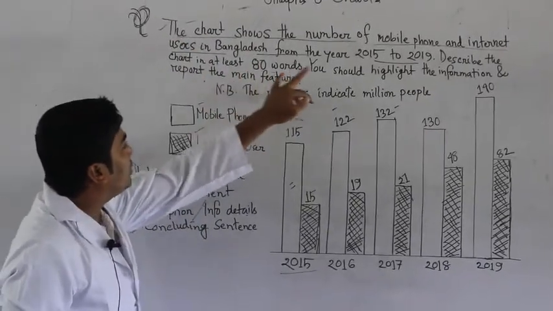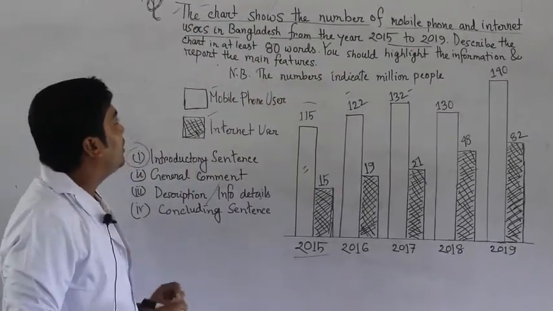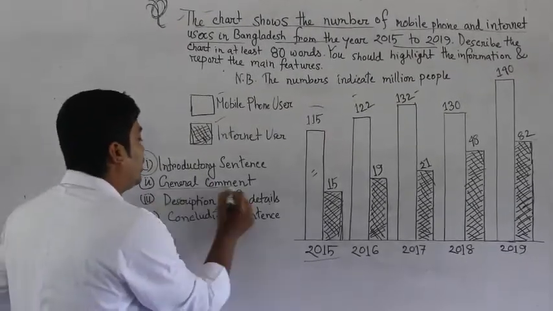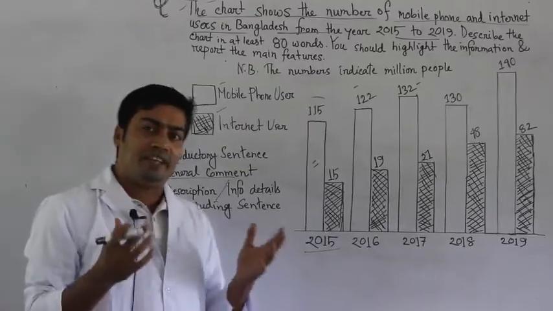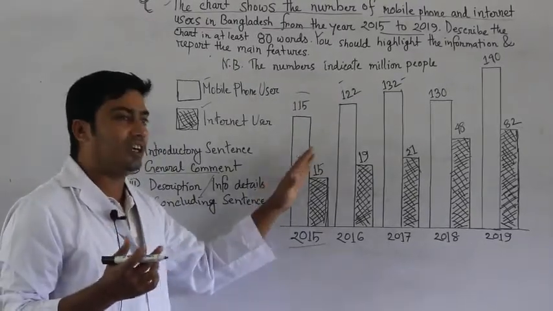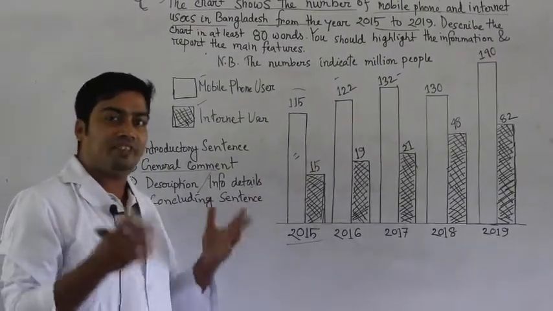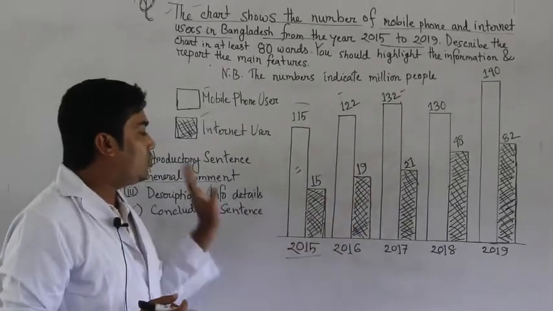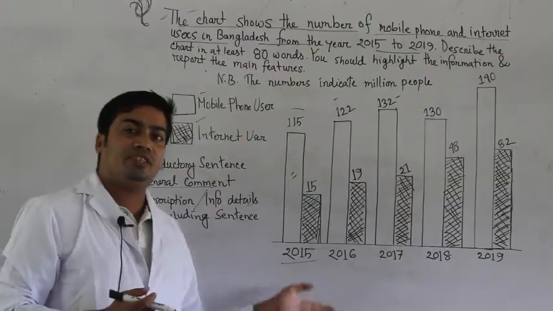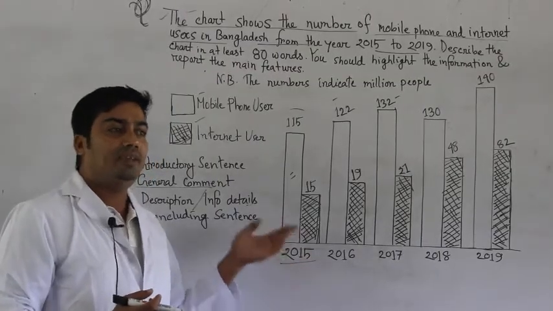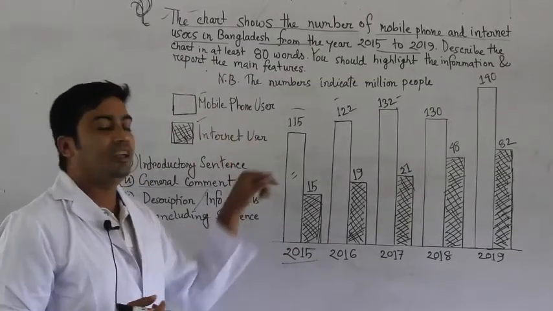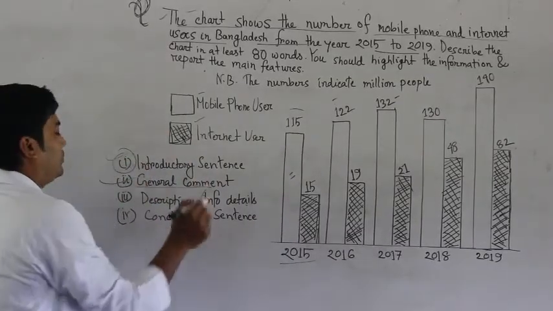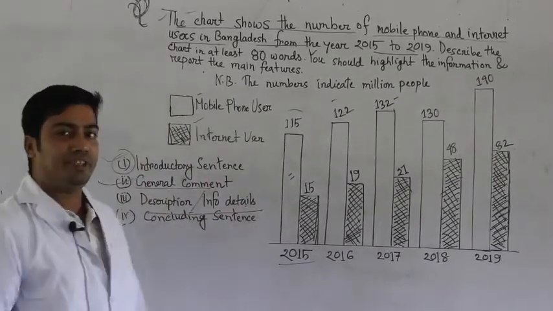The chart shows the number of mobile phone and internet users in Bangladesh from the year 2015 to 2019. Then the general comment. General comment, the idea, what do we understand from the chart at first sight, at first look. So this is about internet users or mobile users in Bangladesh in a particular period of time. So this is the general comment. Then description or information details.